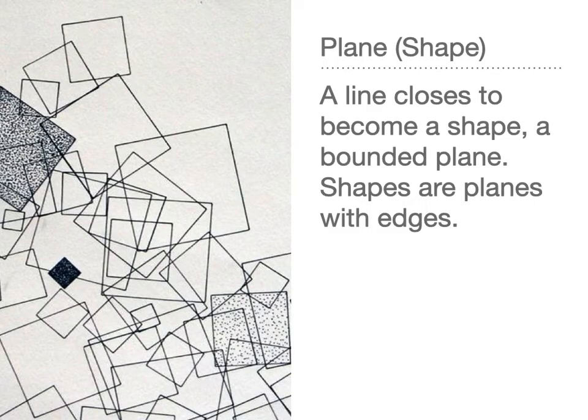Now the next one, the third element, is a plane or a shape. And that's basically when you close the line. You can read right there, bounded planes. Shapes are planes with edges.